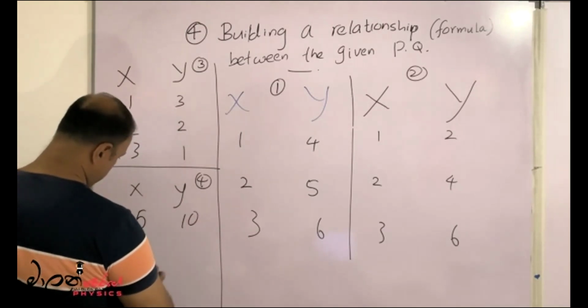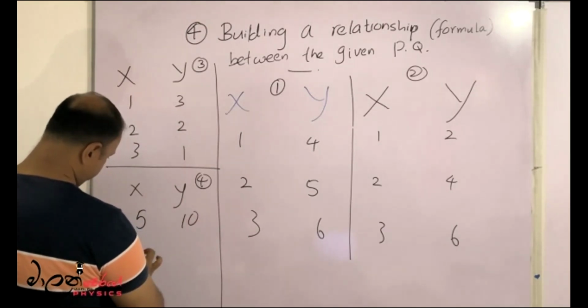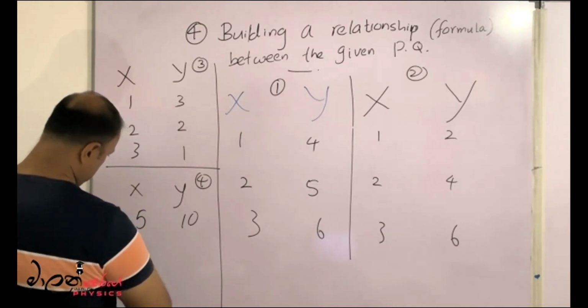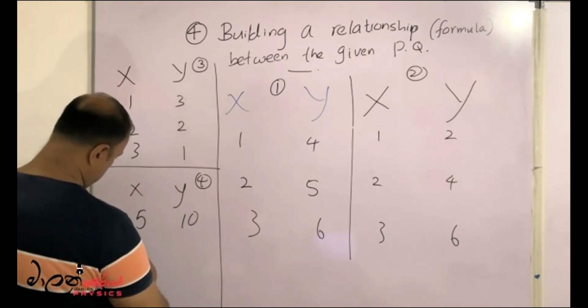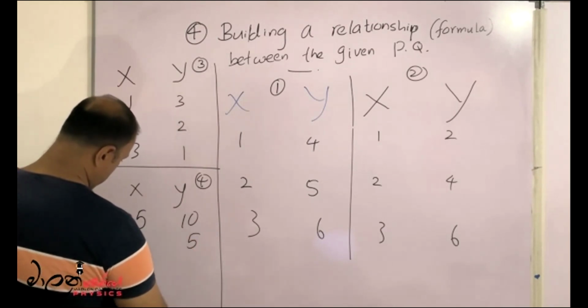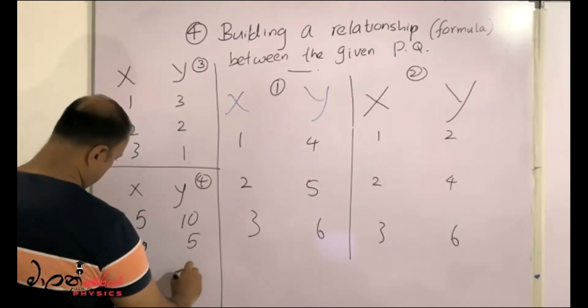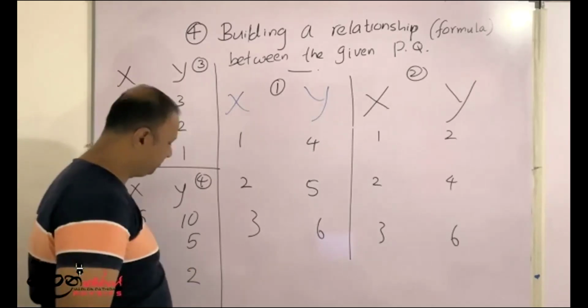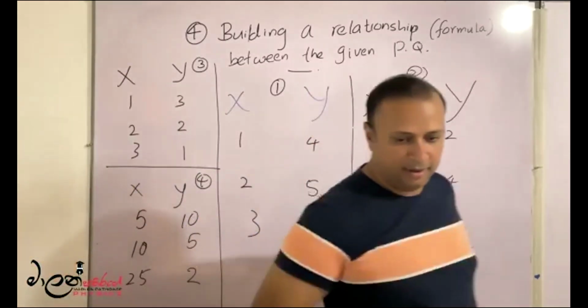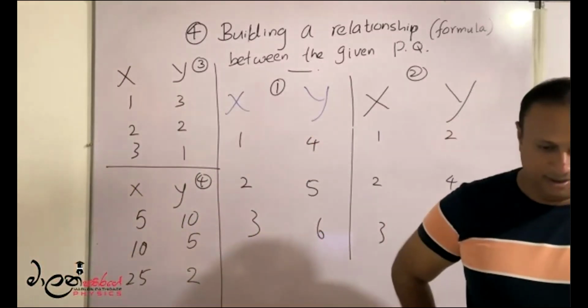5 to 10. 10 to 5, 25. The ratios of the two is equal to a constant value.